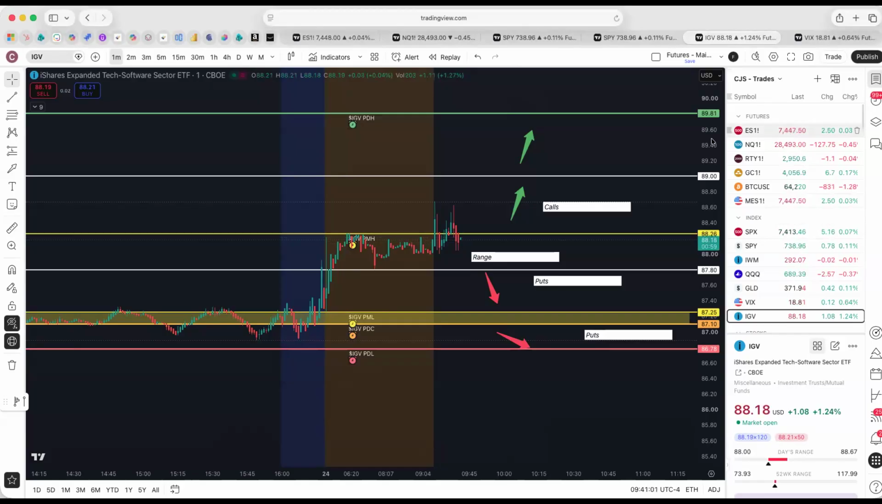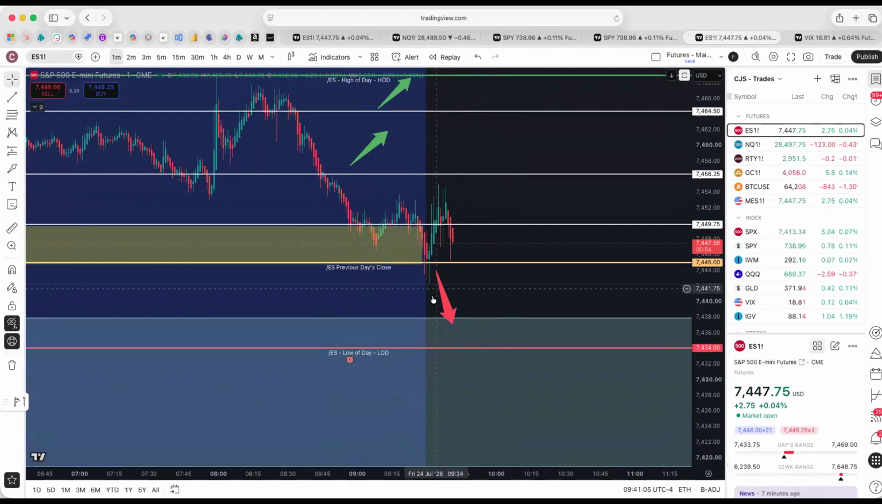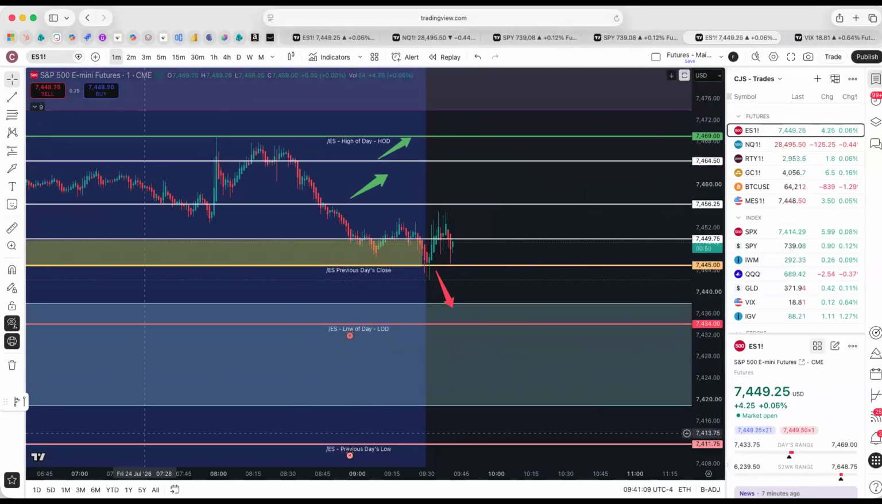Now, futures, guys, I think we're just coming into that zone again, right? Want to see price break to the downside. So we've had that retest. Let's see if price can break that previous day close to the downside. If we break this previous day close, I think the first area we're testing is going to be this low of day area.